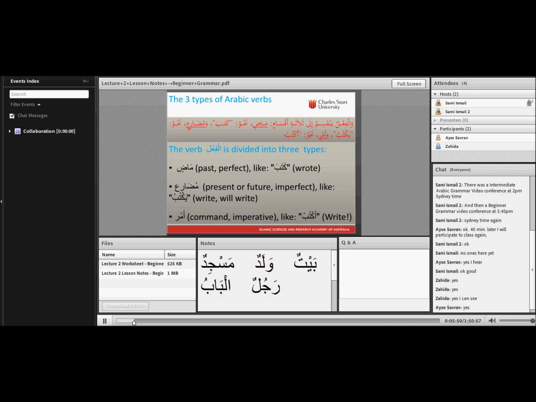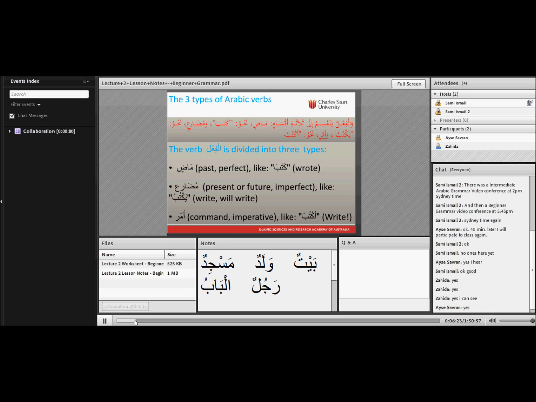So normally in the English language, the verbs are generally divided into past, present, and future. However, in the Arabic language, past is one category, and present and future are in one category. So this is important to know, that when I say present in the Arabic language, I'm also implying the future tense. So present or future come in one category, and then the last one is command or imperative.